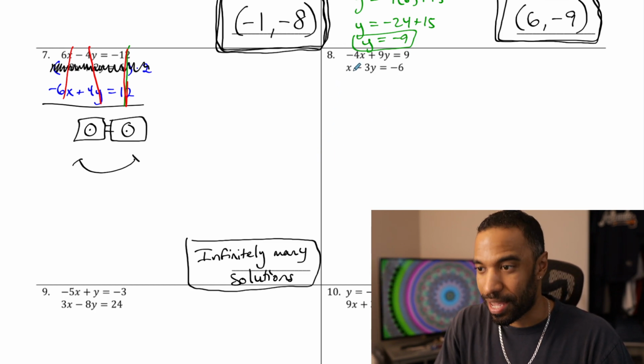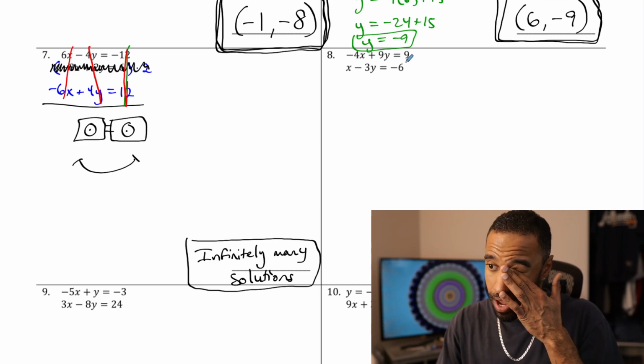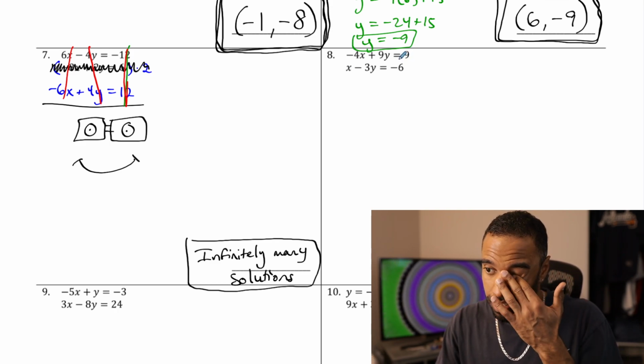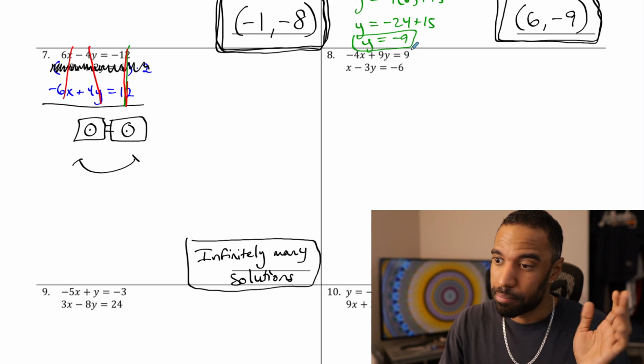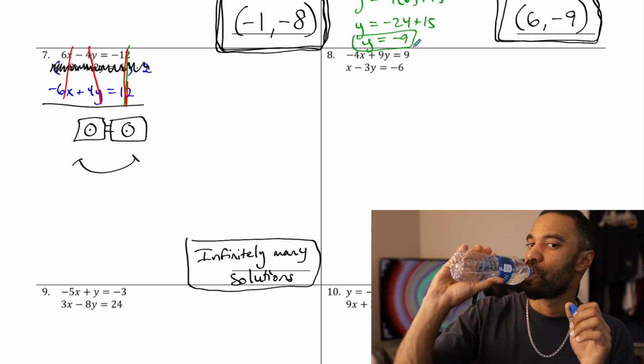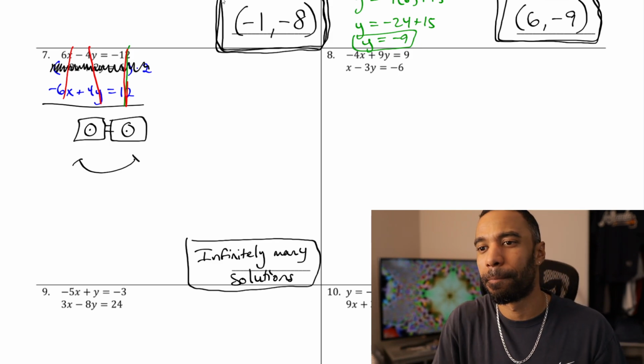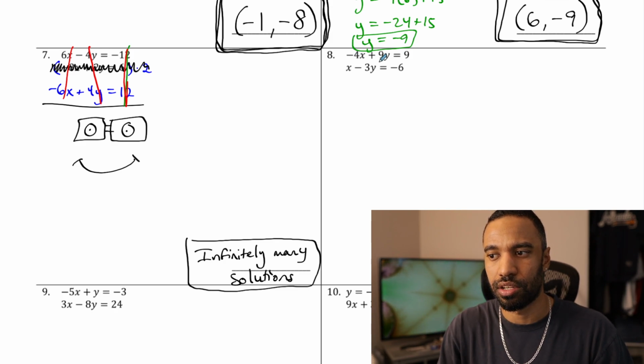All right, number 8. Negative 4x plus 9y equals 9, and x minus 3y equals negative 6. Let me start with substitution method this time, not because I think it's easier. In fact, I don't. I would recommend elimination method. I want to save that other one for you. I want you to at least see that this is still feasible.